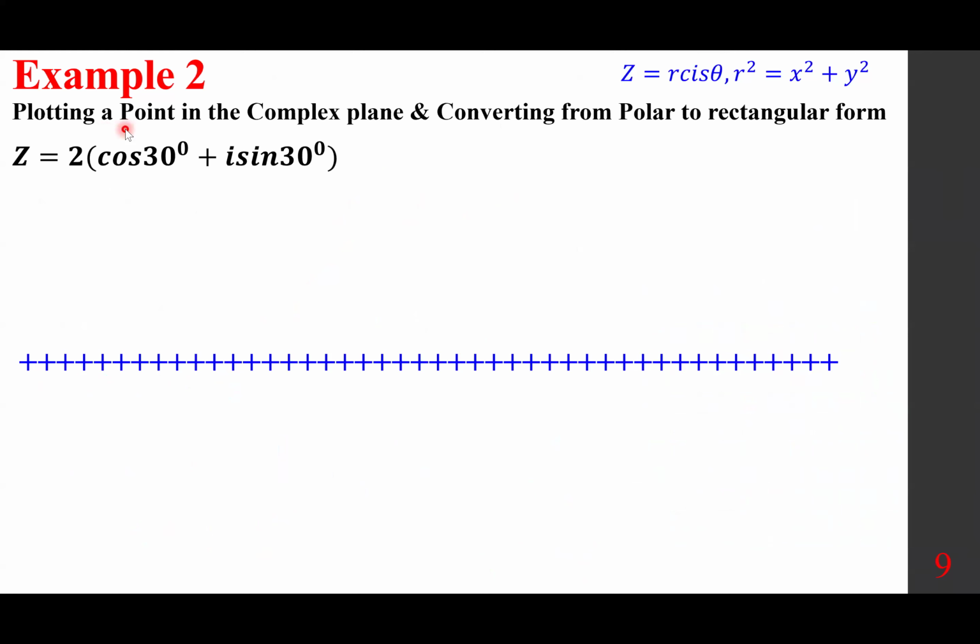All right, plotting a point in the complex plane and converting from polar to rectangular form. We have z equals 2 cis 30 degrees, or cosine of 30 degrees plus i sine of 30 degrees.